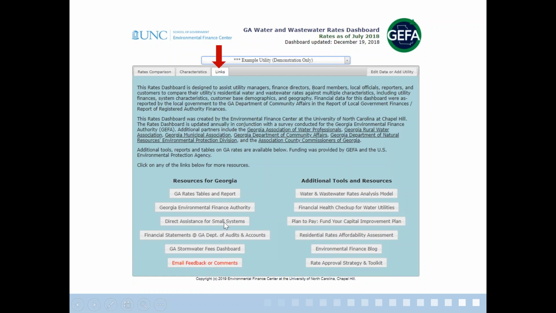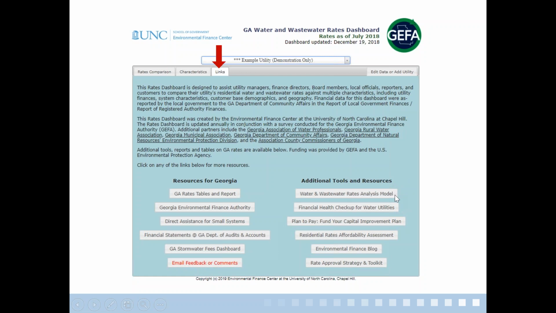Obviously, GEFA has a request for small systems to request technical assistance. The DCA, or the financial data, you can look that up here. And also, if you're interested in stormwater, we have a whole other stormwater dashboard. And of course, you can email me if you have some feedback or some questions. On the right here, we have additional tools and resources, and this applies basically to everyone. If you have a utility, these could be useful to you.